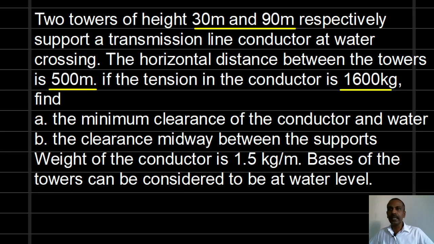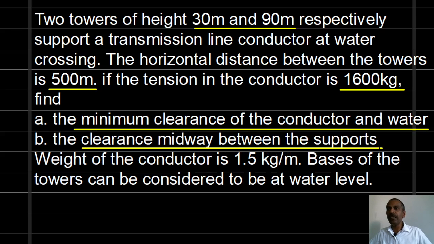The tension in the conductor is 1600 kilogram. We need to find out the minimum clearance between the conductor and water. We also have to find out the clearance at the midway between the two supports. The weight of the conductor is 1.5 kilogram per meter. The bases of both the towers are at water level.